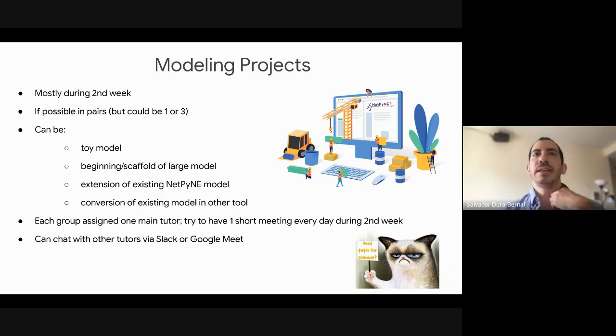Okay, so a bit more on the modeling projects. This will be mostly done during the second week. Of course, you're free to start before if you find the time, but we know the first week is quite intensive. So we were going to propose that, if possible, you do the projects in pairs.